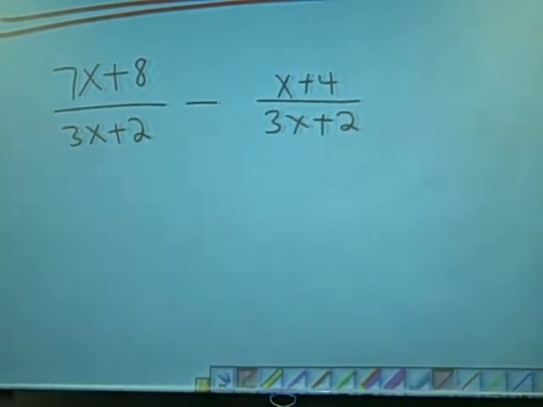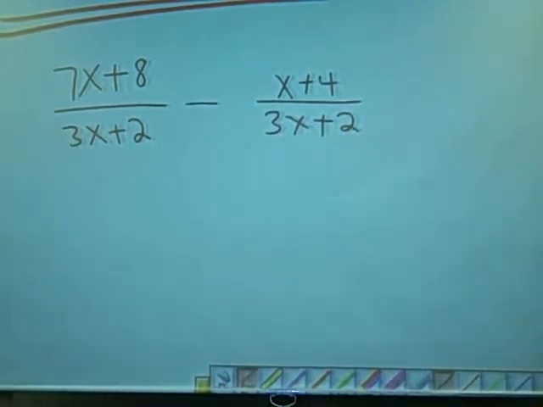So once we get a common denominator, which we do have, what we can do is apply the property of subtraction. Change the minus sign to a plus and change the signs of each of the terms.